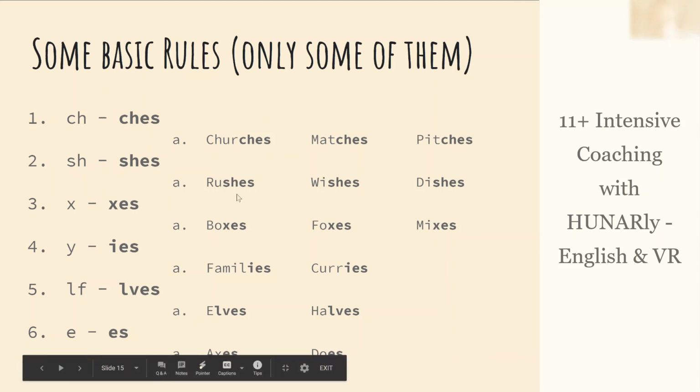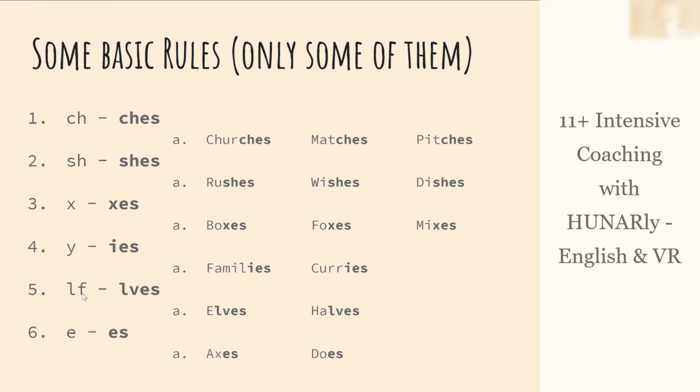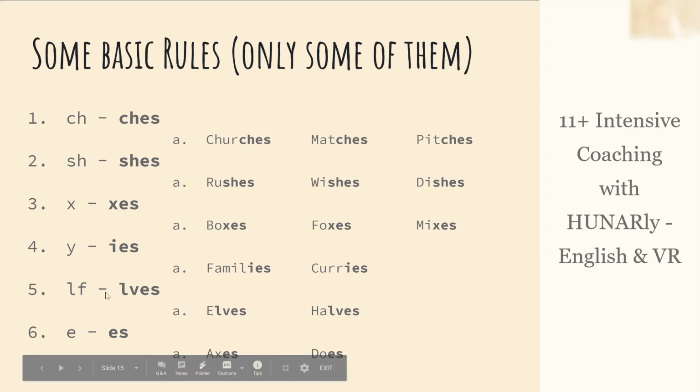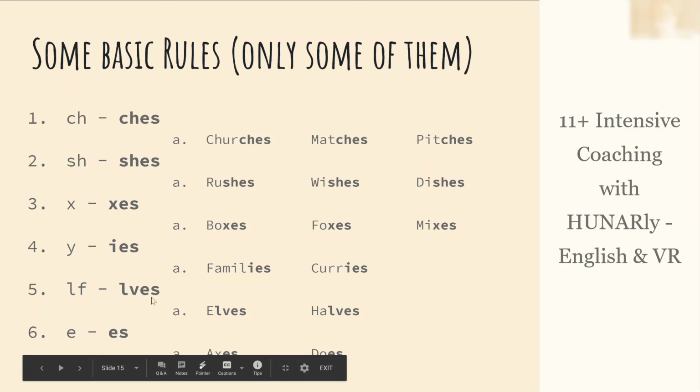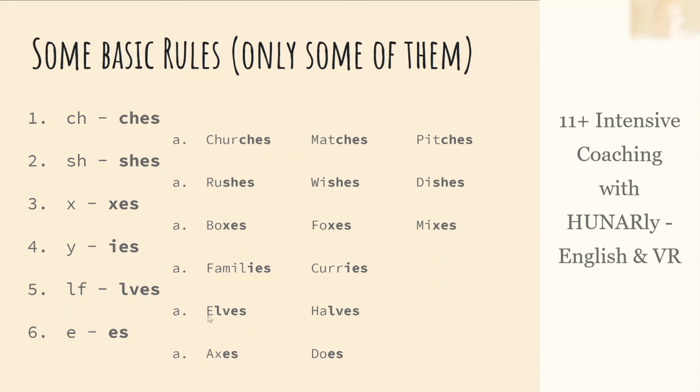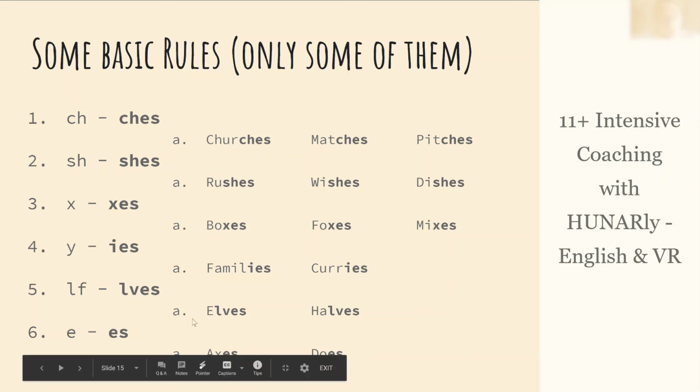Okay, one more, which is a pretty hard one, which is the LF rule, guys, which is when something ends with LF, right? Like elf, ELF, or shelf, SHELF. Then normally what we do is we change the F to a V. So we go from elf to elves. We go from half to halves, and it looks like this. So it looks a bit weird.